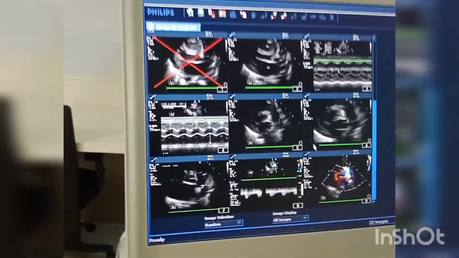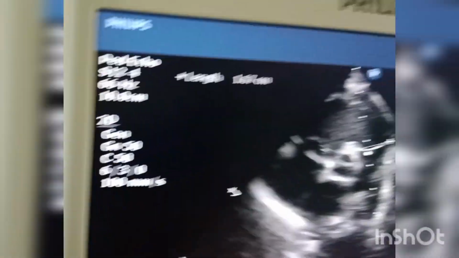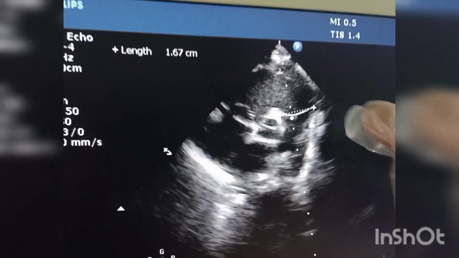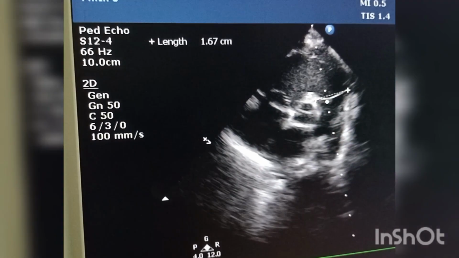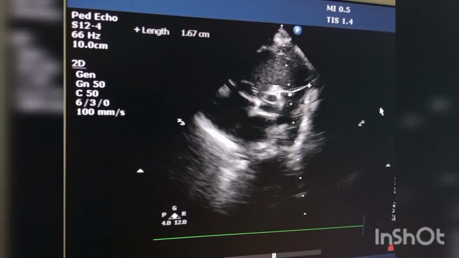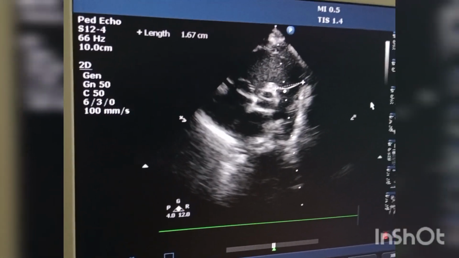And similarly, we calculated the pulmonary circulation. So what I did, I went to the parasternal short axis view to get this view and measure. This is what is called the pulmonary valve. You measure the pulmonary valve from here to here. The diameter was 1.67 centimeters.